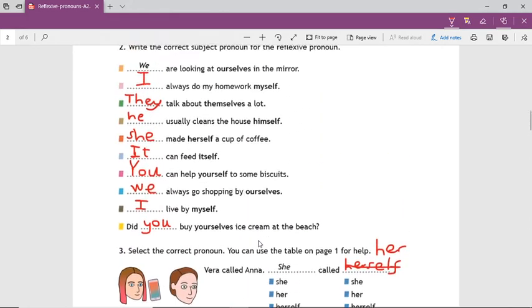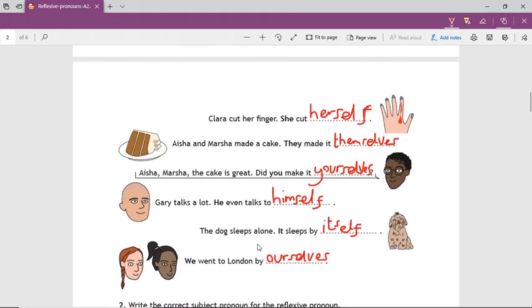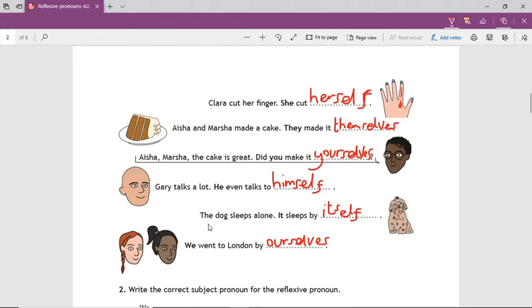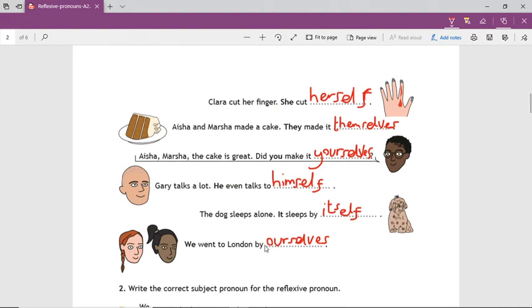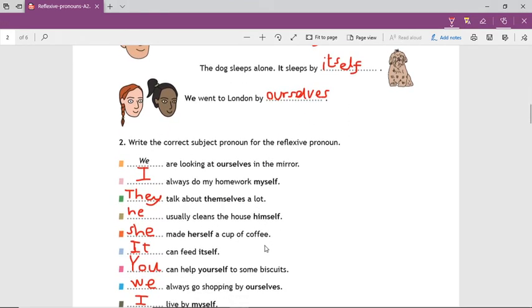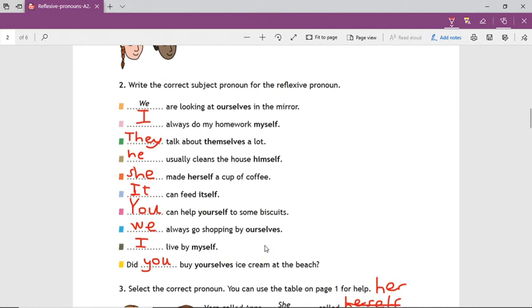So just to recap over that, Clara cut her finger, she cut herself. Aisha and Marcia made a cake, they made it themselves. Aisha, Marcia, the cake is great. Did you make it yourselves? Gary talks a lot, he even talks to himself. The dog sleeps alone, it sleeps by itself. We went to London by ourselves. So in that case we're looking at the reflexive pronoun.